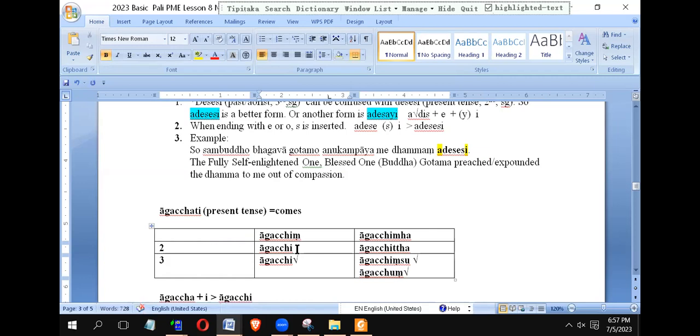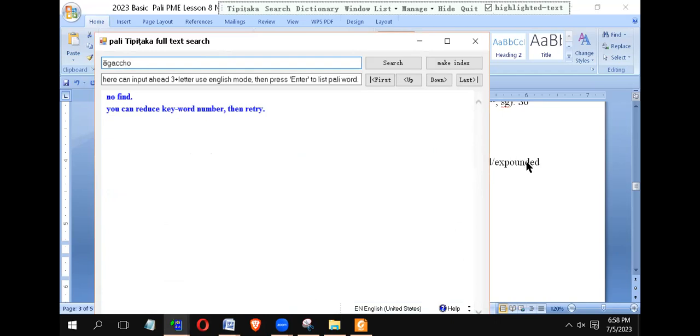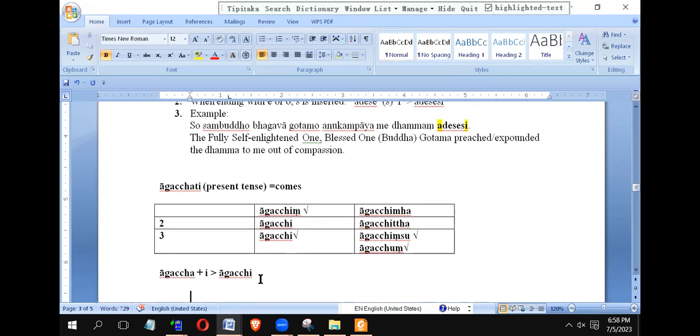So we don't know whether we have agacho with the o sound. With the second person, we don't have it. So we don't have the o sound. But this one may not be shown in the Tipitaka. So just now, who asked? Okay, thank you, sir. In this case, you don't need to put the A here, because you already have the long A here.